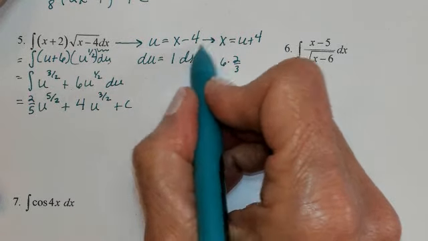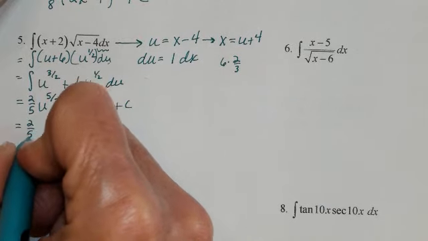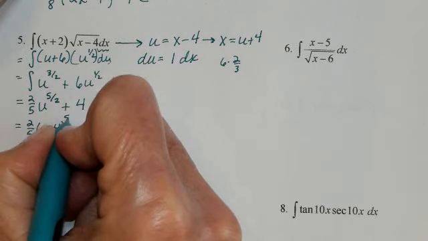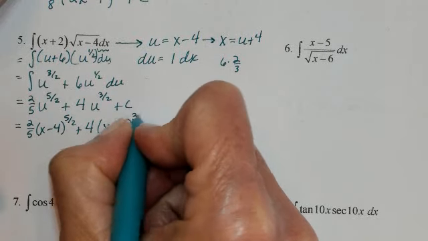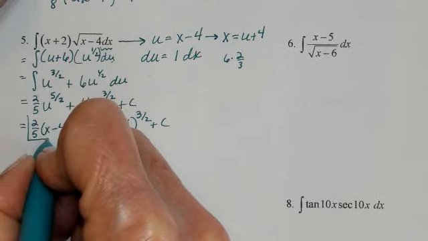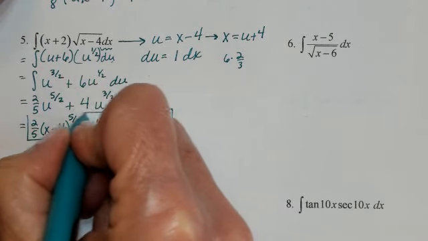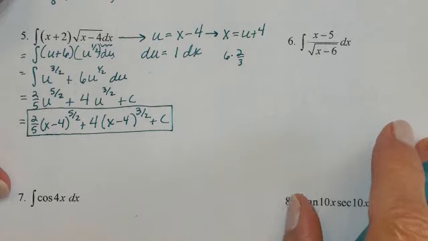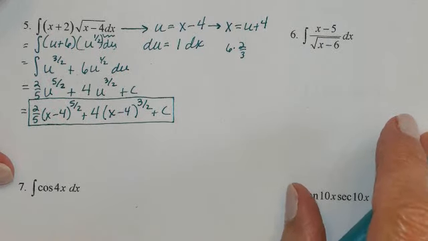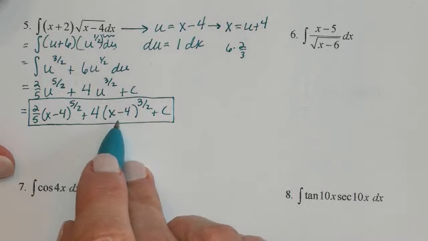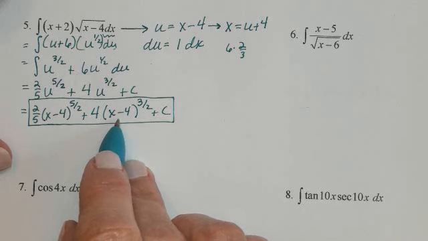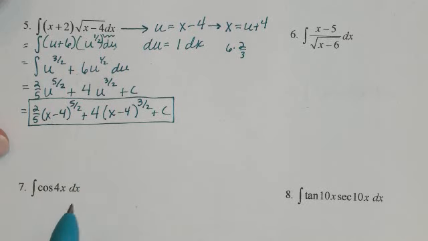Go back to x's. So we get this. And that is our safe stop spot when you go back to x's. And if it's a multiple choice test, maybe that is one of the choices. Look and see if it is. But I know sometimes they like to do something to this type of an answer. So let me show you what they sometimes like to do to get one of the multiple choice answers, okay?